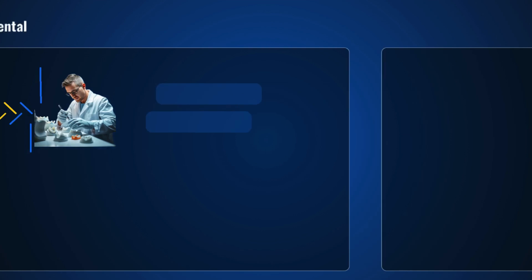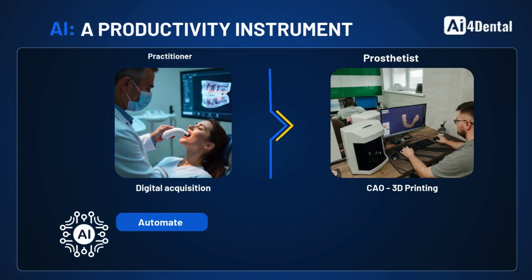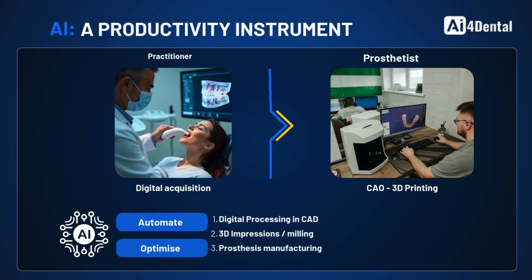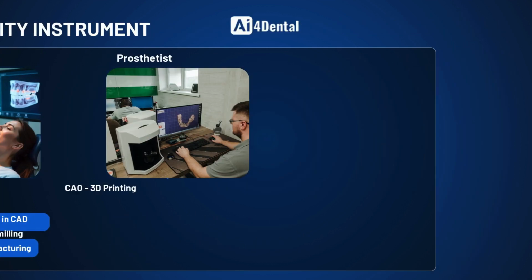First and foremost, AI can automate CAD to create digital models and prostheses. It can also optimize the printing phases by intelligently preparing printing trays and improving models to facilitate the patient's treatment. Let's zoom in on CAD automation.